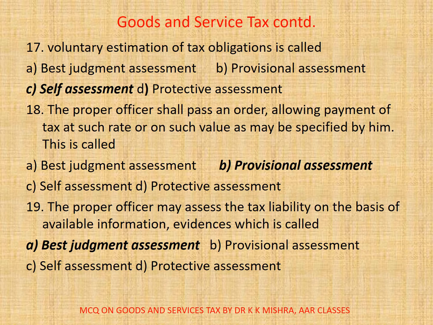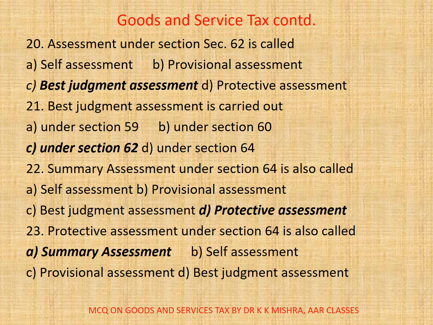Provisional assessment. 19. The proper officer may assess the tax liability on the basis of available information, evidences, which is called A. Best judgment assessment, B. Provisional assessment, C. Self-assessment, D. Protective assessment. The correct option is A. Best judgment assessment. 20. Assessment under section 62 is called A. Self-assessment, B. Provisional assessment, C. Best judgment assessment, D. Protective assessment. Correct option is C.